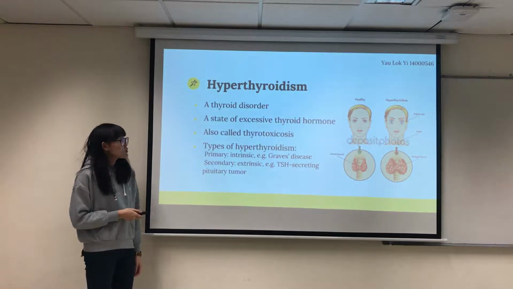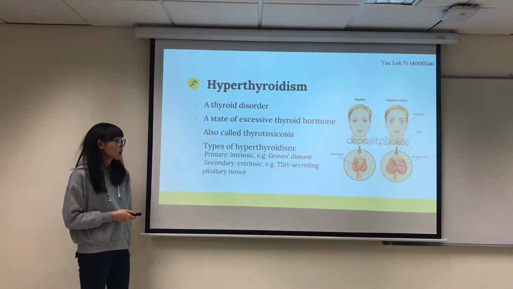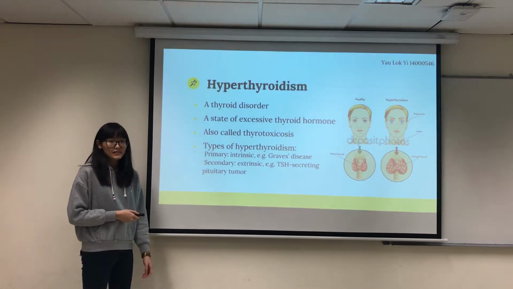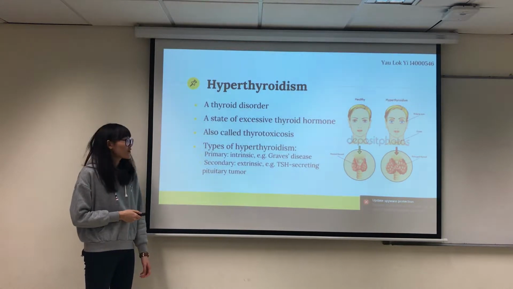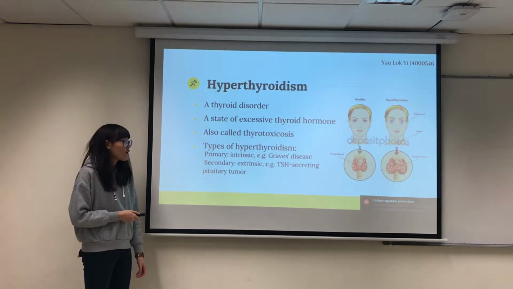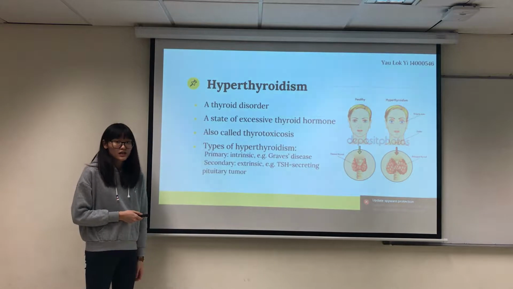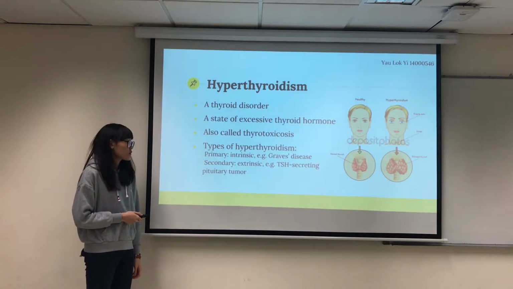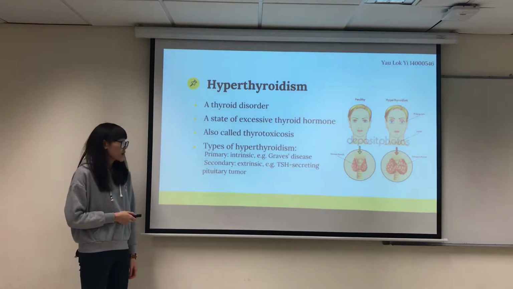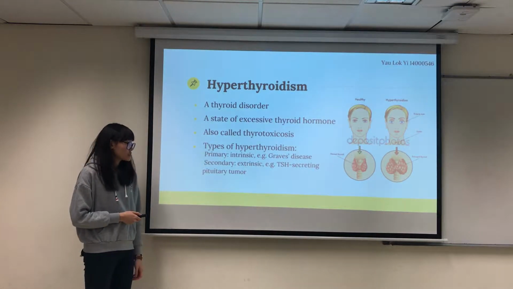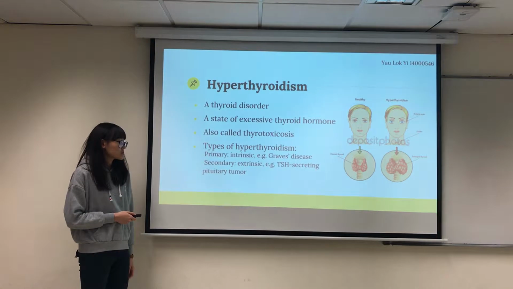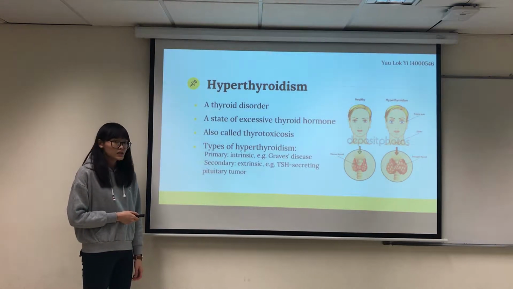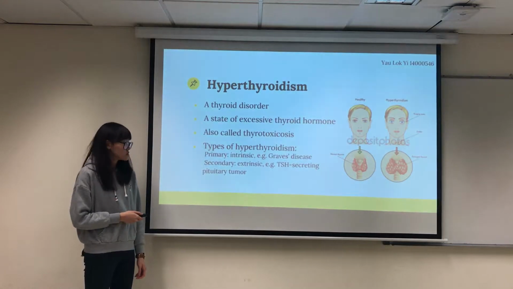Good afternoon, everyone. Today we would like to talk about a disease of the endocrine system, which is hyperthyroidism. Hyperthyroidism is a type of thyroid disorder. It is a state of excessive thyroid hormone, and it is also called thyrotoxicosis. There are two types of hyperthyroidism. The primary type is the intrinsic cause, such as Graves' disease, and the secondary is the extrinsic cause, which is the thyroid-stimulating hormone secreting pituitary gland tumor.